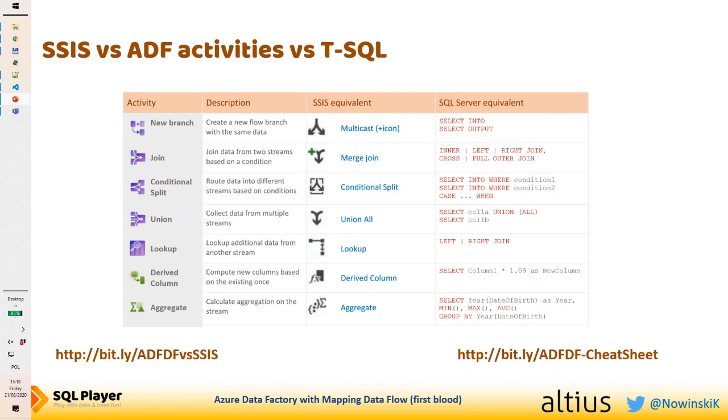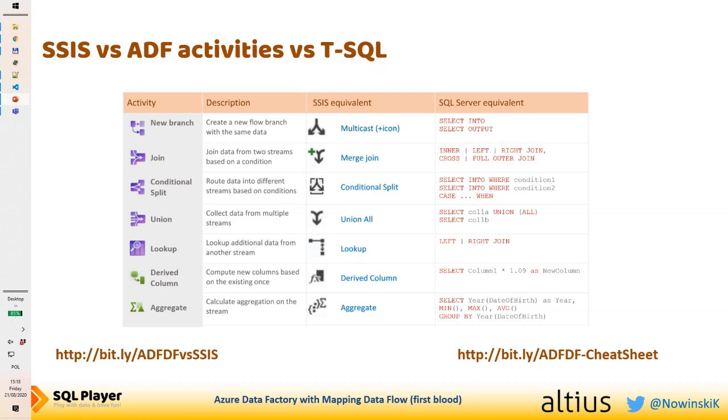So how can I compare SSIS with mapping data flow activities? Are they actually counterparts or not really? Is this the equivalent or not? How can I compare this to the T-SQL language, for example? How can I do a similar thing in SQL Server?